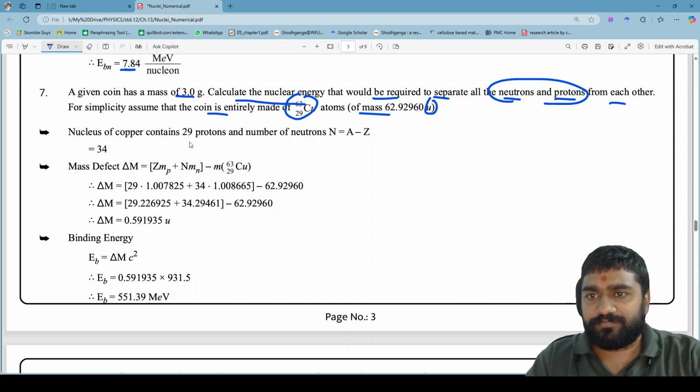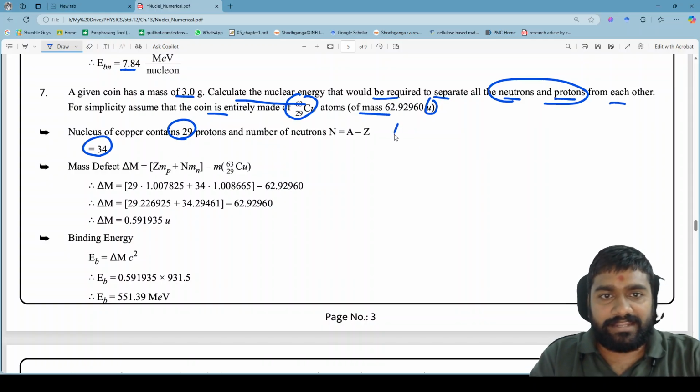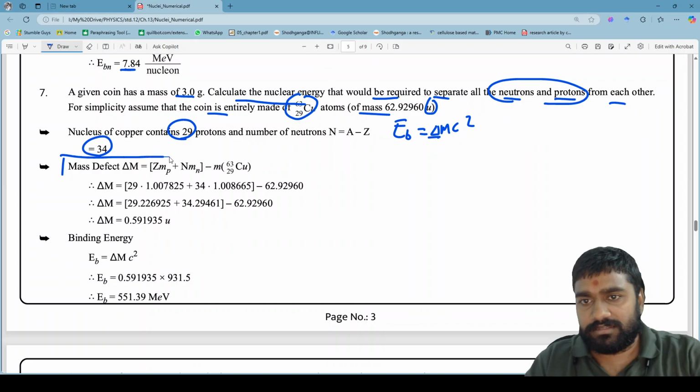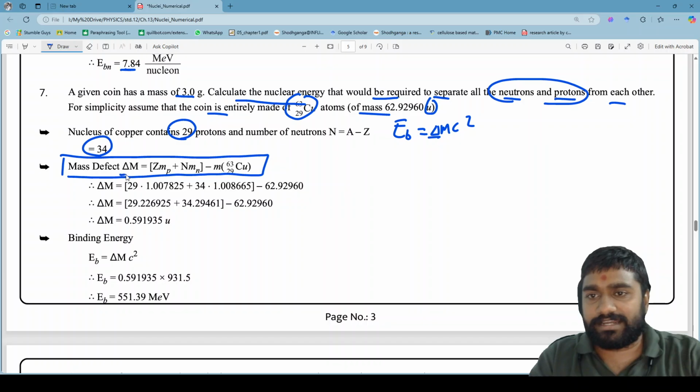So first of all, as we know, copper has 29 protons, 63 minus 29, which is 34 neutrons. For binding energy, we will require delta m c square. Delta m is mass defect. So first of all, we'll get the mass defect of copper 63. So delta m is equal to Z mp plus N mn minus total mass. Z, that is 29, mass of proton 1.007825.